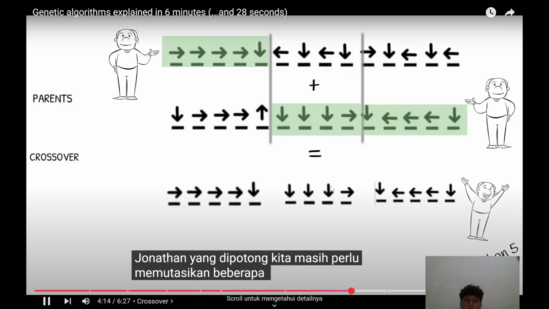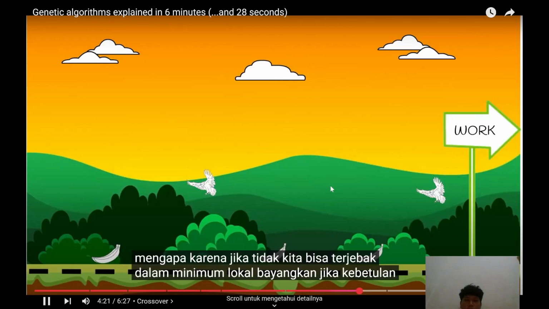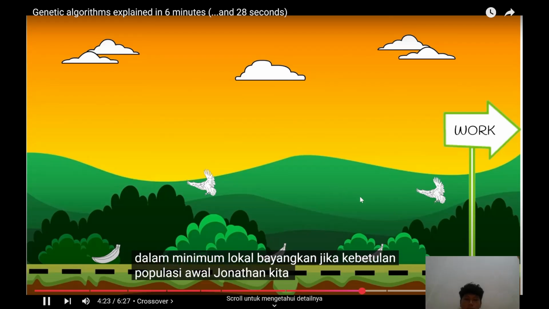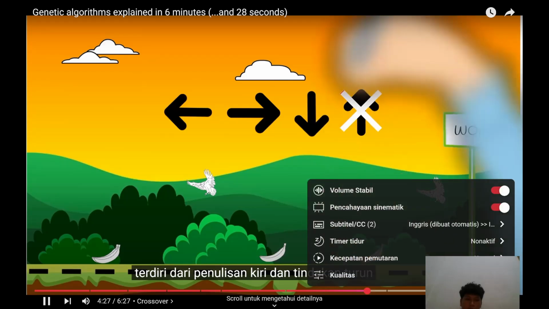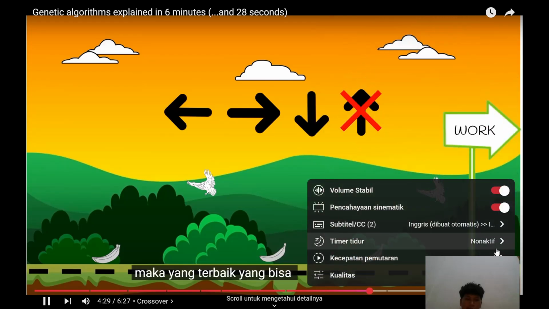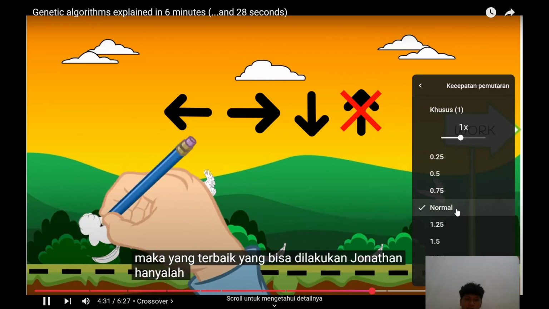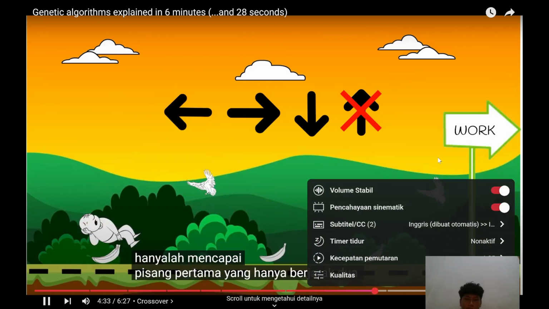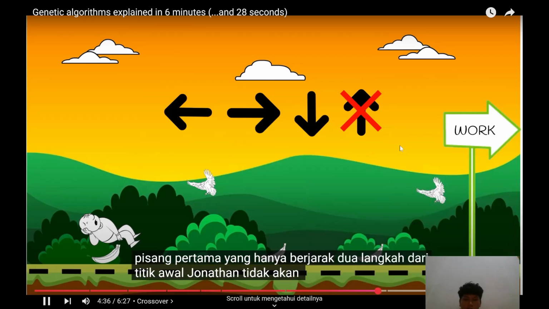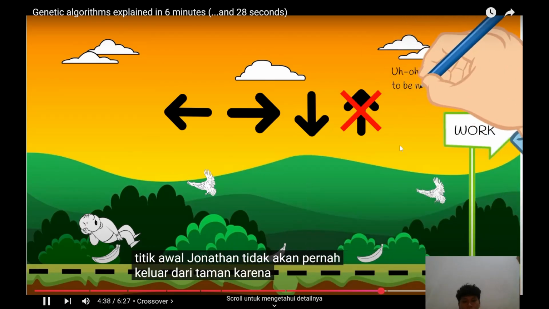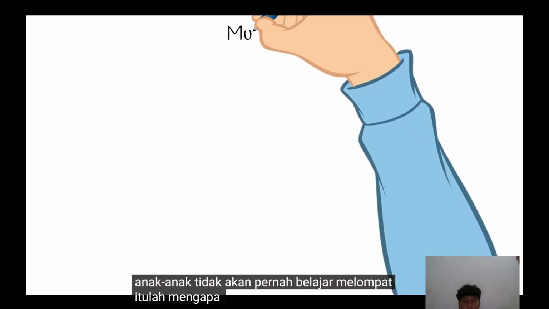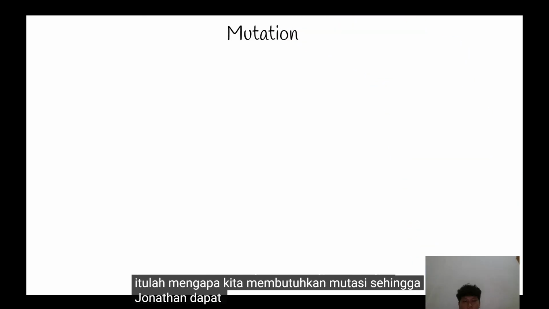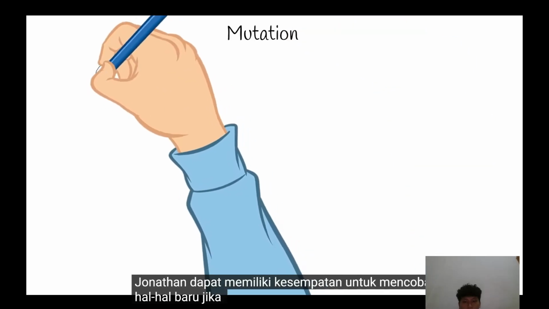Still need to mutate some of their genes. Imagine if by chance our initial population of Jonathans only consisted of left, right, and down actions. Then the best Jonathan could ever do would only be to make it to the first banana, which is only 2 steps away from the starting point. Jonathan would never make it out of the park because the parents didn't have a jumping gene, so the children would never learn to jump. That's why we need a mutation, so that Jonathan can have the opportunity to try new things.